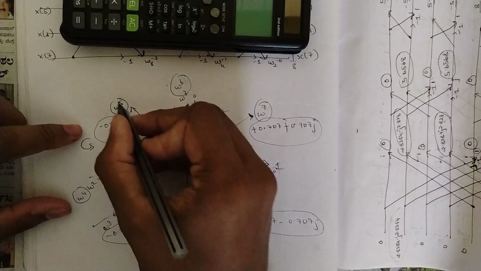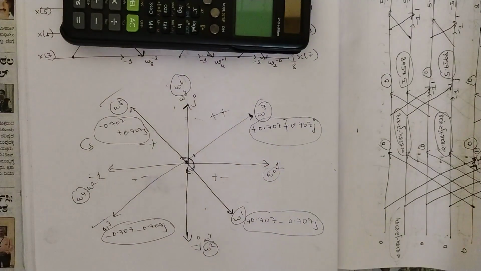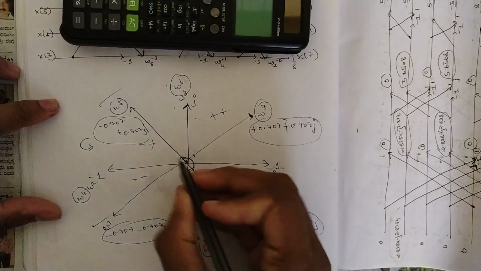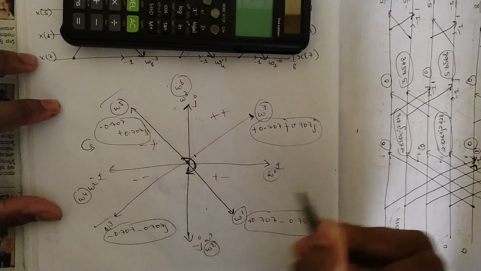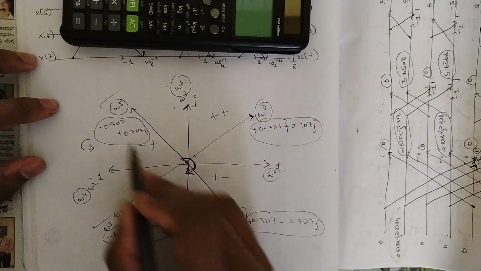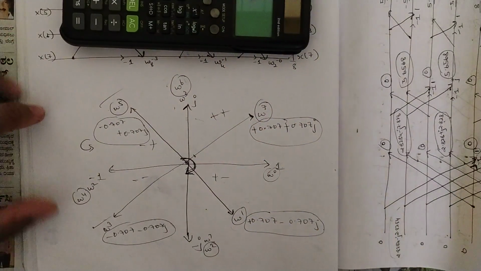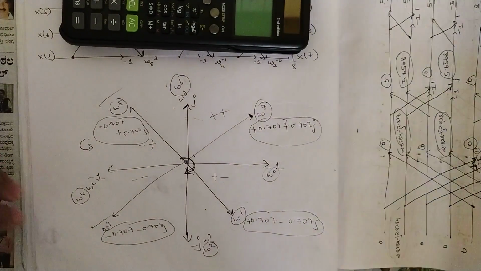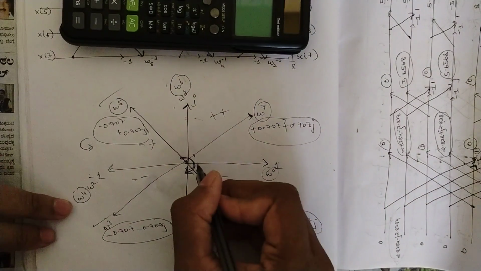So this is the value of w power 5. Like this you will be getting the values of all these terms. If we see clockwise, w power 0, 1, 2, 3, 4, 5, 6, 7, we have all the values for 8-point DFT. Similarly, for IDFT, it is the reverse. That is, you should be checking from here anti-clockwise.